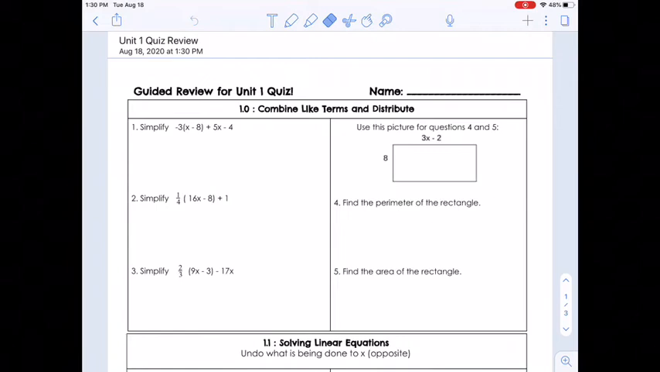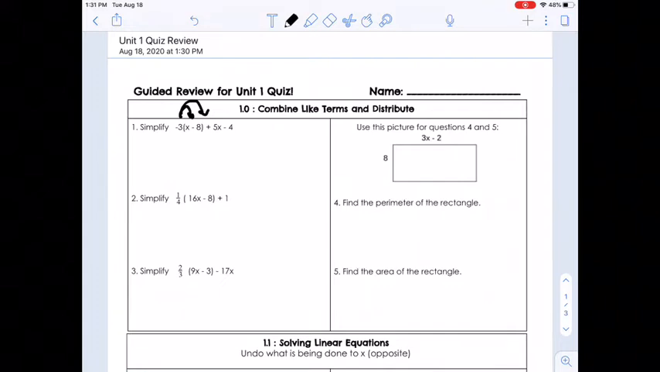Okay, in this video we are going to review combining like terms and distributing. So let's start with number 1. We want to simplify negative 3 times all of x minus 8 plus 5x minus 4. So the first thing that we are going to want to do is distribute the negative 3. Remember, distribute means to multiply.